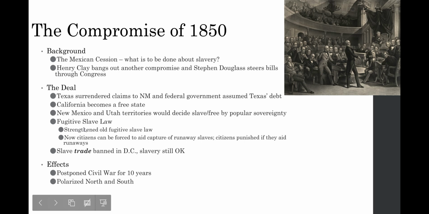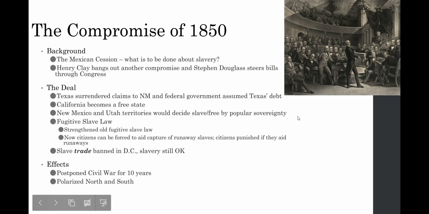The South gets a new fugitive slave law that strengthens the old one, but now forces people in the North to aid in the capture of runaway slaves, and they were punished if they aided runaways. That angered a lot of northern abolitionists, people who wanted to get rid of slavery, quite a bit. The slave trade was banned in Washington, D.C., but slavery was still okay. So again, we've got something for the North, something for the South, something definitely for the South, and something for the North.